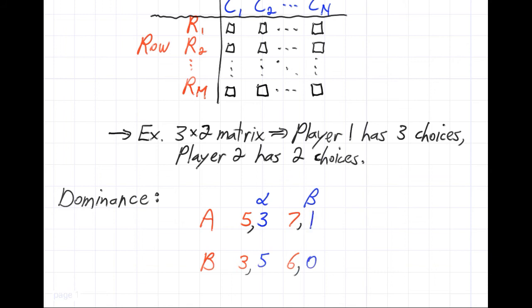To begin, I'm going to draw the preference arrows. So I'll make a note of that. The arrows that I'm going to draw here show preferences. So for the row player, you'll see that 5 is better than 3 and 7 is better than 6. So the row player always prefers A over B. Now let's have a look at the column player. For the column player, it's similar. We see that 3 is better than 1, 5 is better than 0, so they always prefer alpha over beta.